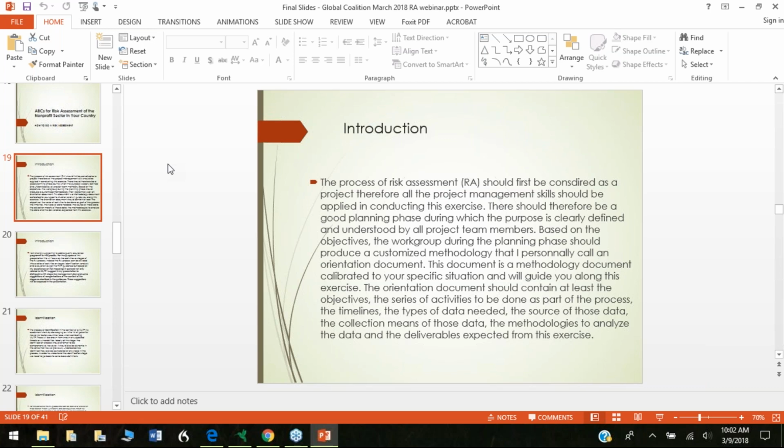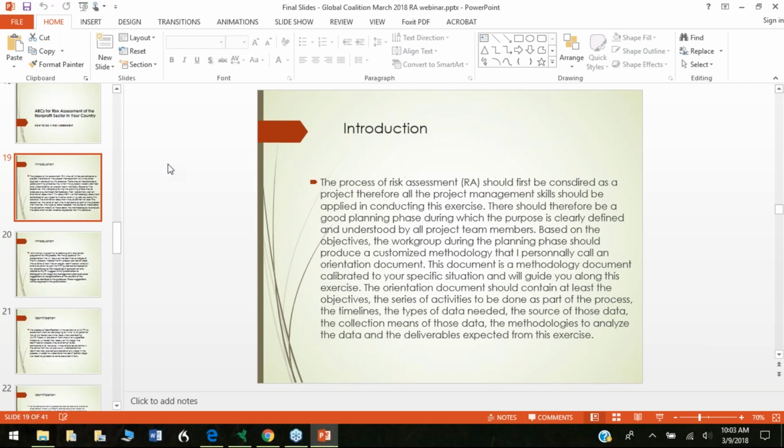I will start by positioning the risk assessment exercise as a project, because indeed it's a project. As Ben mentioned, the best way to approach it is to do it as part of the national risk assessment of your country. But even at the sectoral level, it should be handled as a project. Therefore, I strongly encourage that you apply all the project management skills that you have within the NPO work group that you will constitute to conduct this exercise in your country. And also, as per all good projects, you should have a strong planning phase during which the purpose of the risk assessment exercise is clearly defined and understood by all project team members.